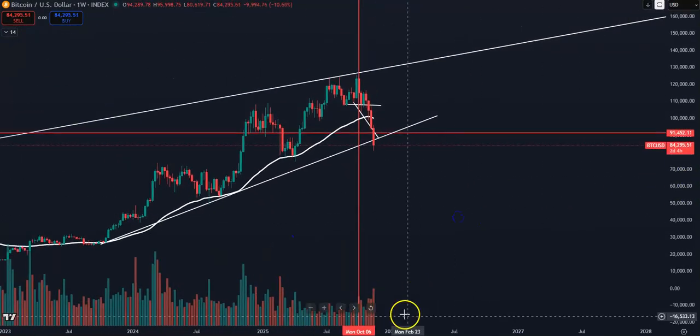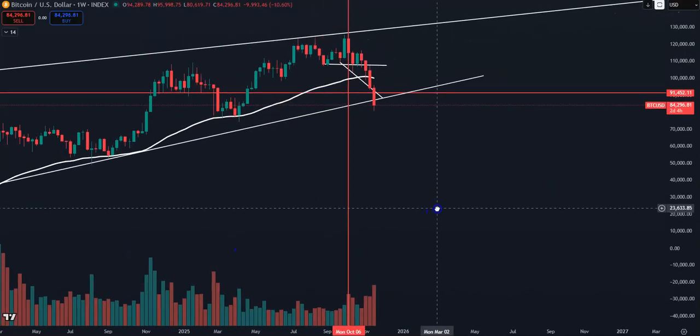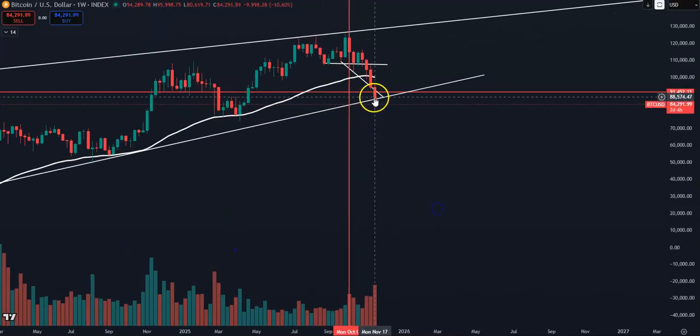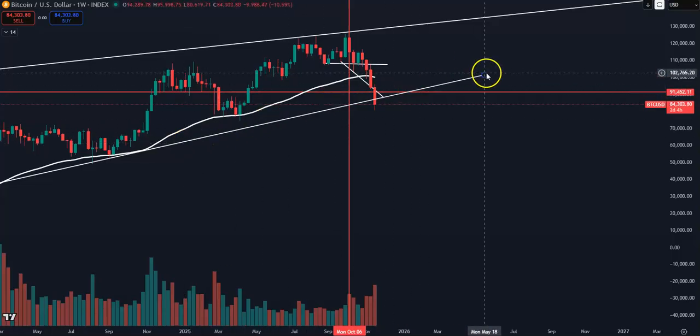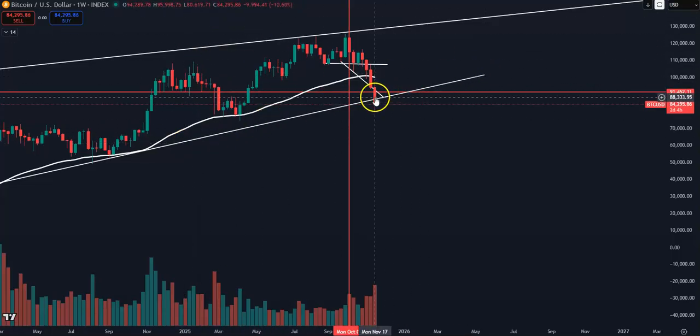With that being said, I'm paying very, very close attention to this candle, because if this candle is able to close above this line right here, and this is a weekly candle, then that means that it's still in a trend. But right now we've broken below the trend.